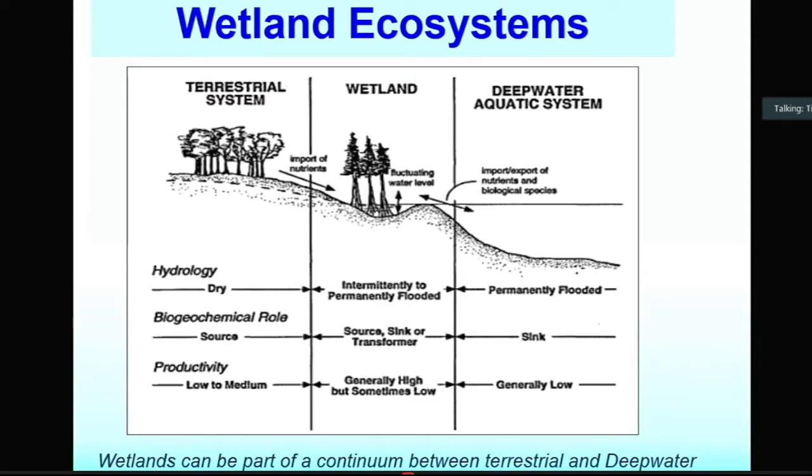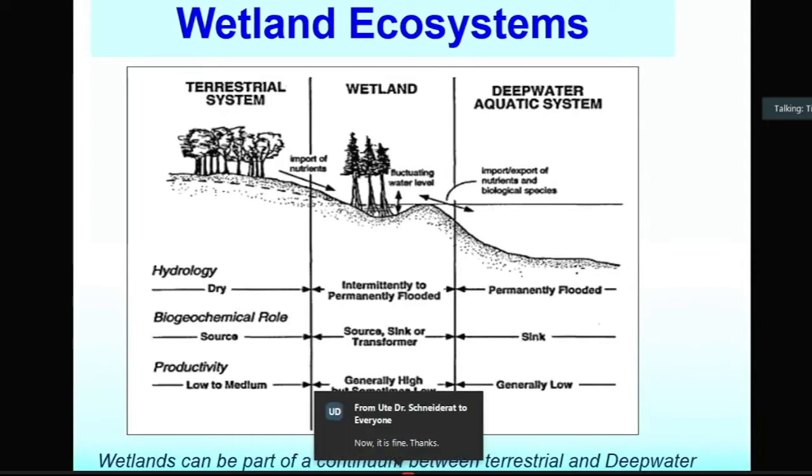And when we look at the productivity side, we see that under the terrestrial system, the productivity will be low to medium. Under the wetland system, it's generally high, but sometimes it could happen that it could be low. And in the deep water aquatic system, it's generally low. When we look at the wetland system, especially on productivity, it is generally high.